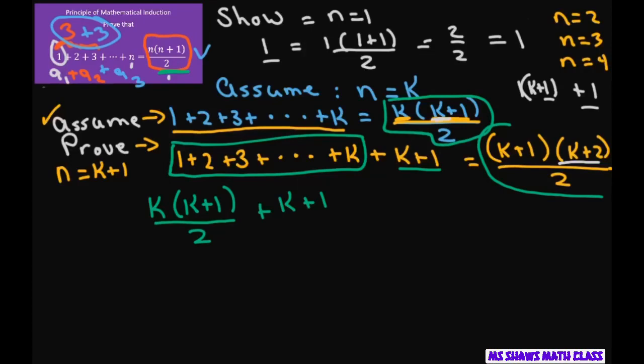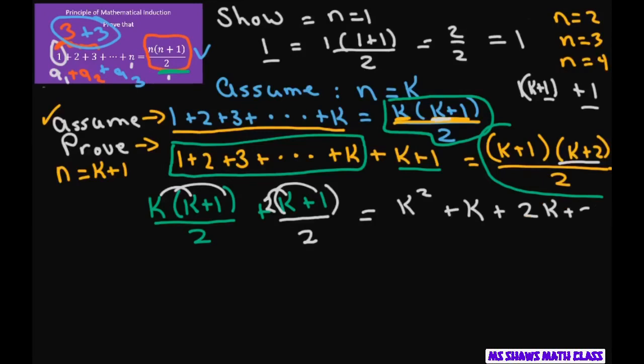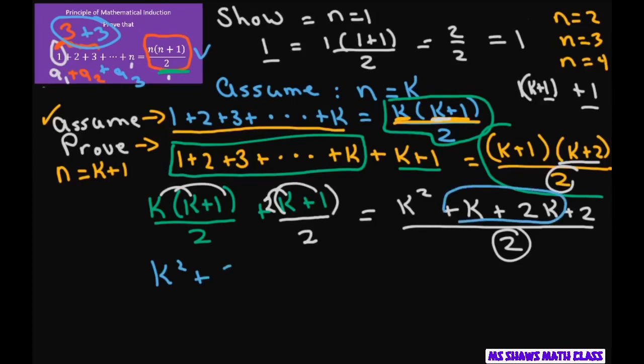To get a common denominator, what we want to do is have a 2 under here as well. If I put a 2 here, I have to put a 2 here. Now let's simplify this. You get k squared plus k, I'm just foiling this, plus, let's foil this, 2k plus 2. And this is all divided by 2. So we already have our 2's matching. All we have to do is get our numerators to match. So let's add all this up. We get k squared plus this 2k is 3k plus 2, divided by 2.